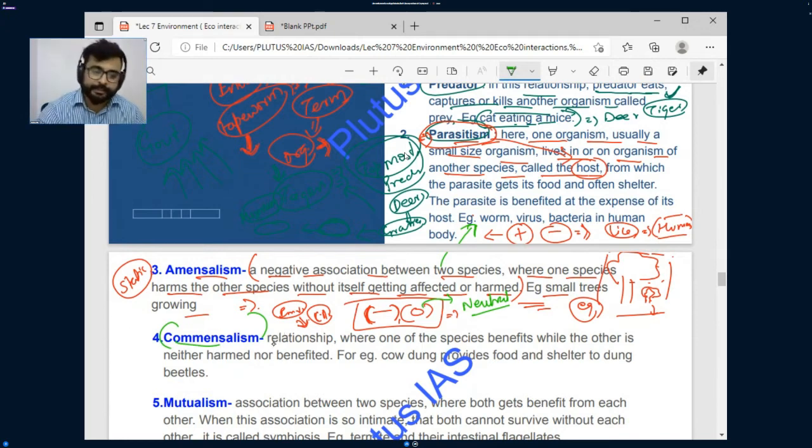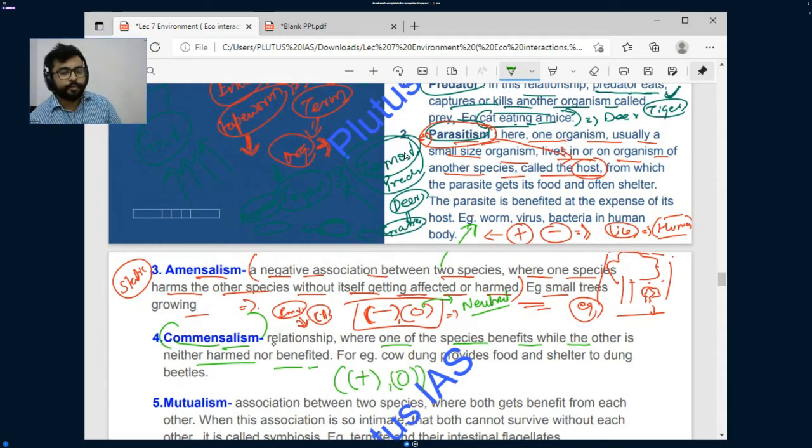Okay. Next is commensalism. Now this type of relation, guys, is where one species benefits while the other is neither harmed nor benefited. So that means one gets benefit, the other one is neutral. Okay? For example, cow dung. Now cow dung से क्या होगा? Cow dung provides food and shelter to the dung beetles. Have you seen those dung beetles who collect the dung and roll it, take it, derive their food from it, and also it provides shelter to them.